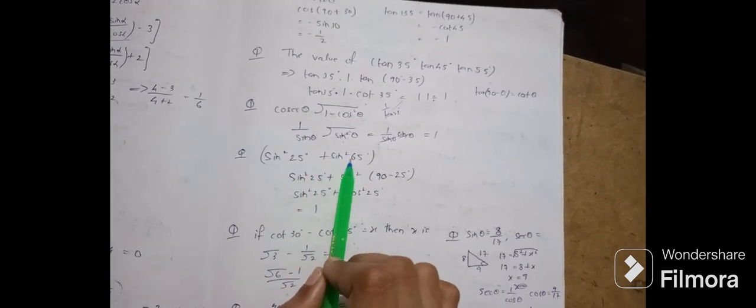And coming to this problem, sin square 25 plus sin square 65. Here 65 can be written as 90 minus 25. Again 90 is an odd multiple, so sin will be changed to cos, and it is in the first quadrant.